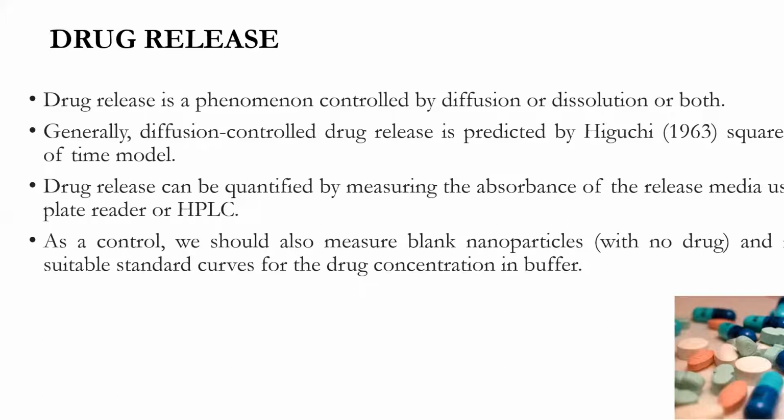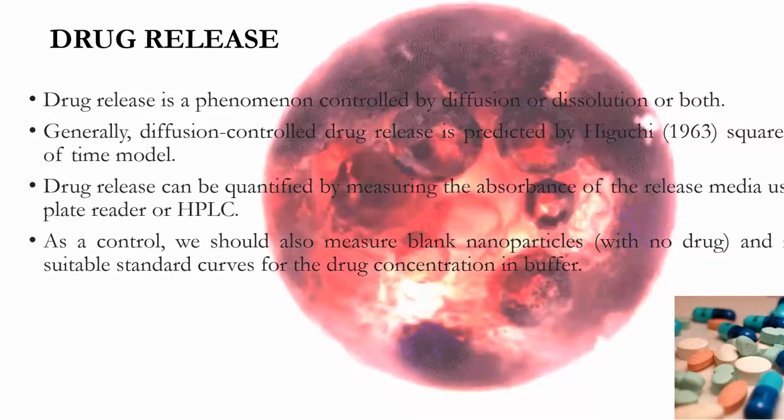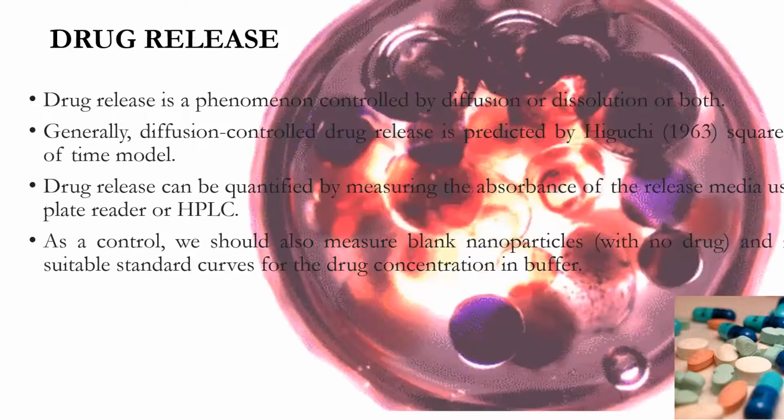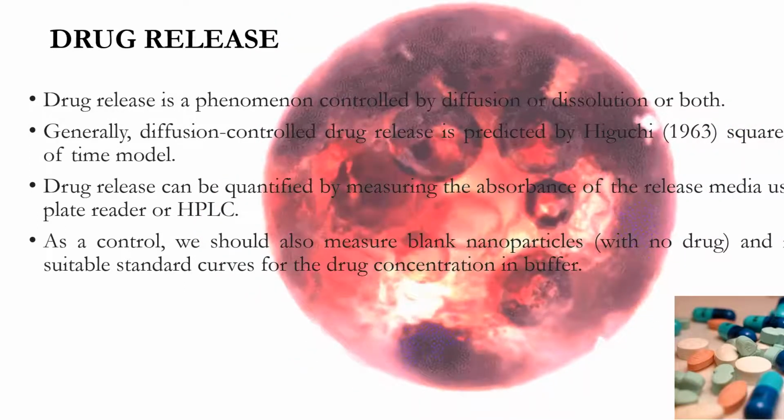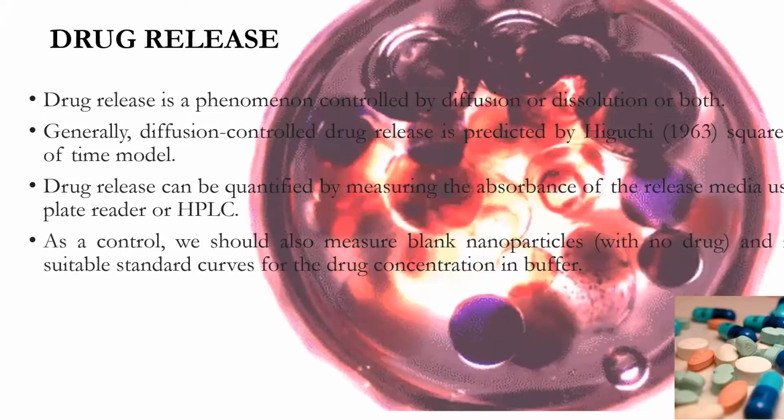Drug release can be quantified by measuring the absorbance of the release media, using sometimes a hot plate or sometimes a plate reader or HPLC. We should also measure the blank nanoparticle. Blank means without drug. Simply, we consider one as the blank and one as the standard. So here you can see in this picture how the drug should release in the stomach, in gastric juice.